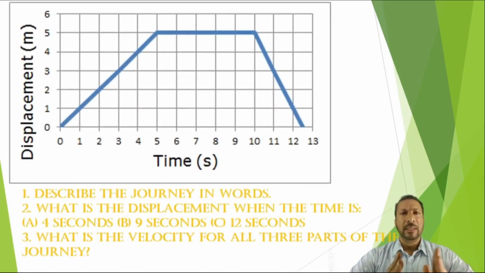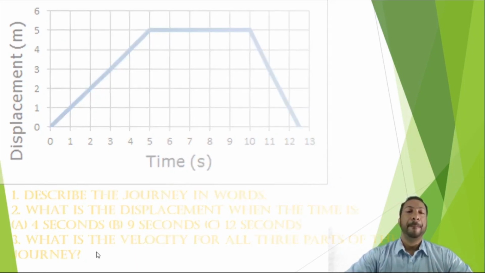So now let's look at an example. Here we have a displacement time graph. The displacement is measured in meters, the time is measured in seconds. And we have a very basic journey, one with 3 sections. So you are to describe the journey in words. Then you are to determine the displacement when the time is 4 seconds, 9 seconds, and 12 seconds. And you are also to determine the velocity for all 3 parts of the journey. So let's see what the answers for a question like this should be.